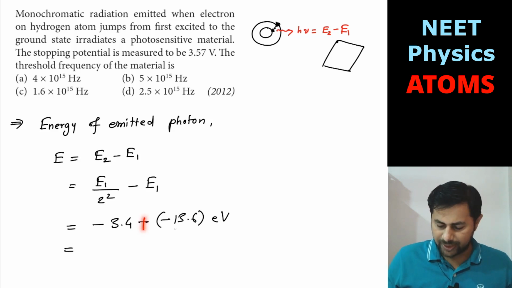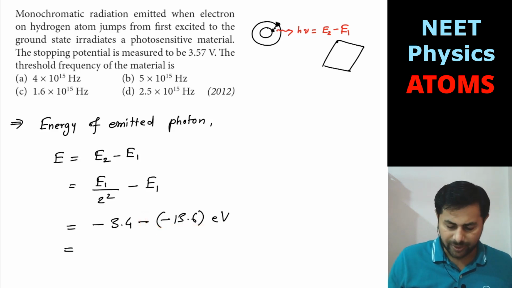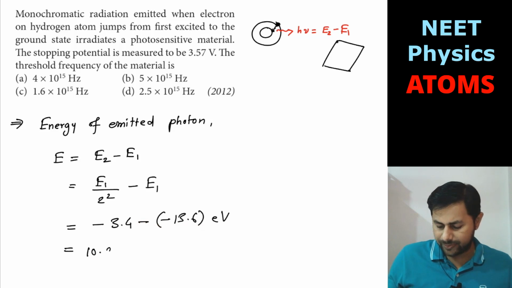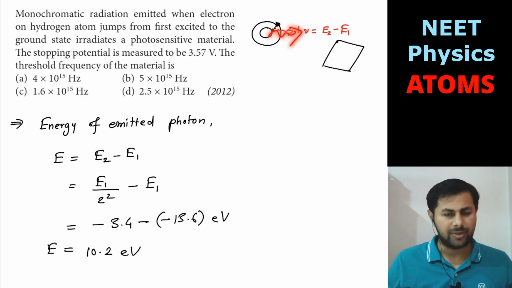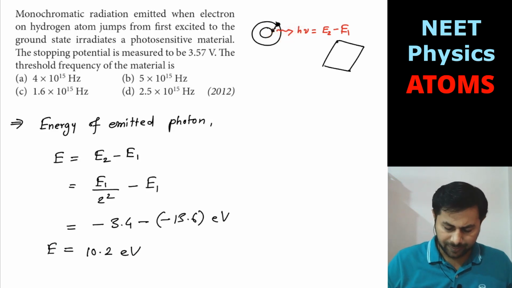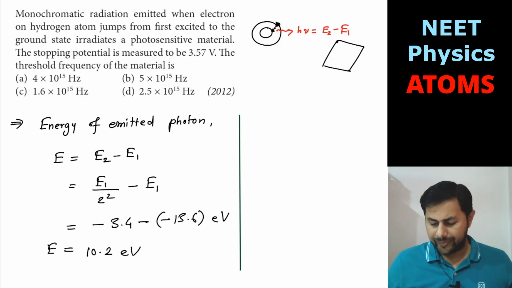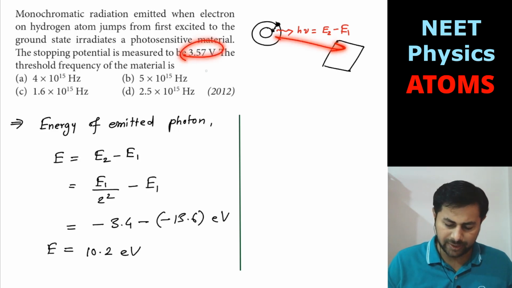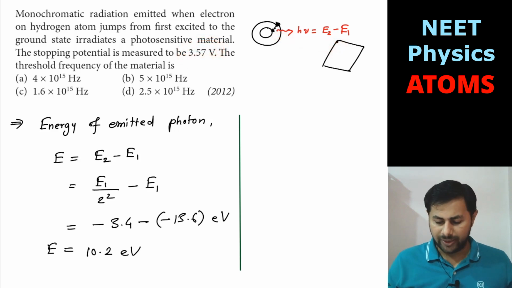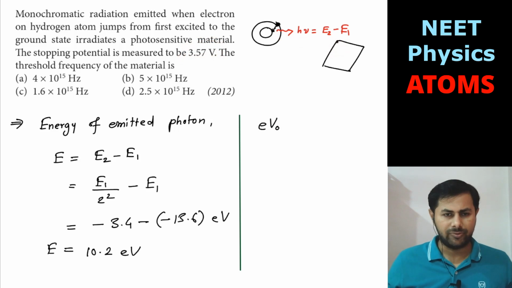So I guess this is plus 13.6, right? Minus minus plus. So 13.6 minus 3.4 is 10.2 electron volts, right? So this is E, the energy of this emitted photon. Then it strikes this photosensitive material, so the stopping potential is 3.57 volts. So you know the stopping potential is V naught.